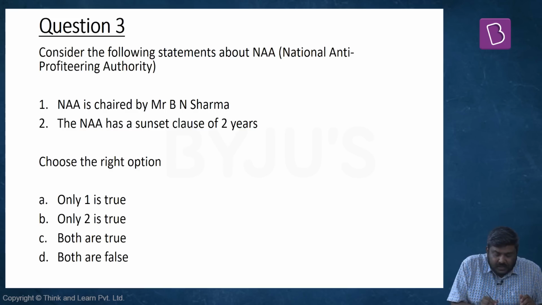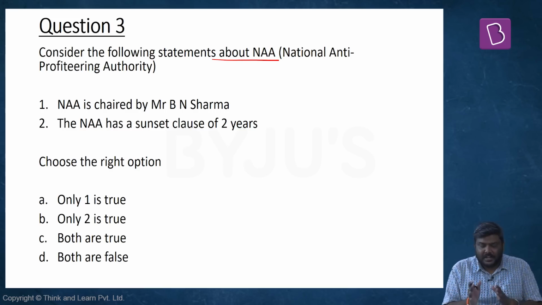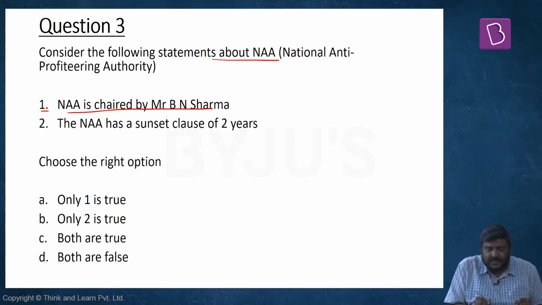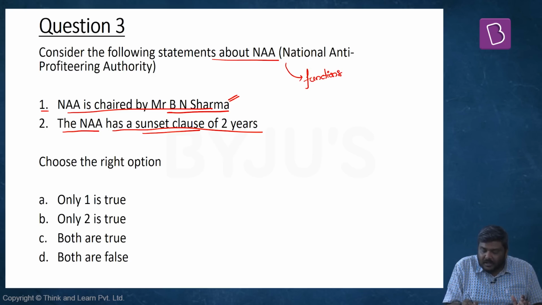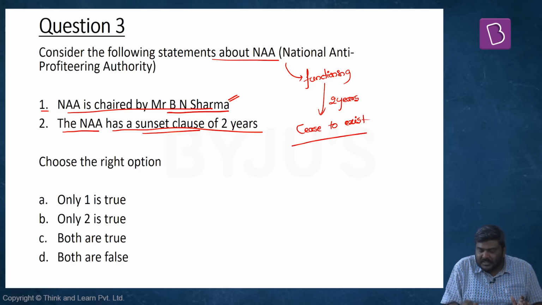Question number 3, consider the following statements about NAA, National Anti-Profiteering Authority. Very recently, this authority has been in the newspaper. That is the reason I have picked up this particular question. First statement, NAA is chaired by Mr. B.N. Sharma. Yes, he is the chairman of the National Anti-Profiteering Authority. Second statement, NAA has a sunset clause of 2 years. What do you mean by sunset clause? It basically means once the authority starts functioning from a particular day, after 2 years, this authority will cease to exist automatically. That is the meaning of a sunset clause.